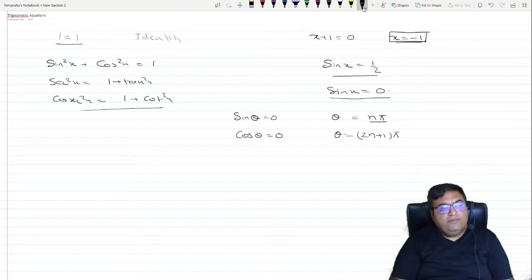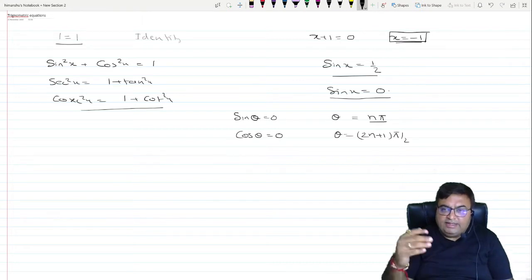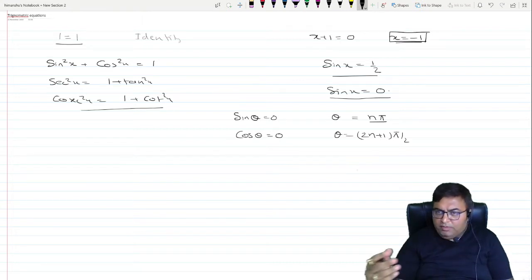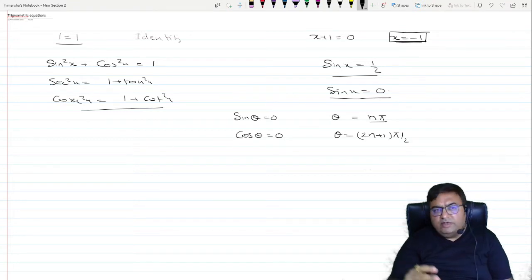Do you remember, while defining the domain of tan theta, we used to say that tan theta is sin theta by cos theta, so cos theta cannot be equal to 0? Cos theta is 0 at odd multiples of pi by 2. At those values, tan theta will not be defined. That's the same thing we are using over here. I'm just giving you context.